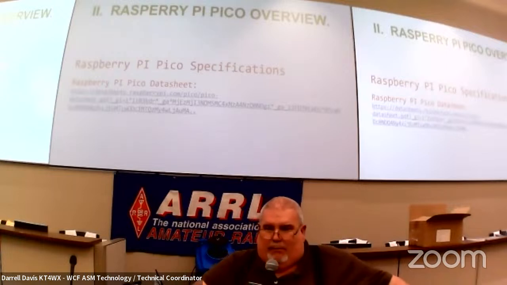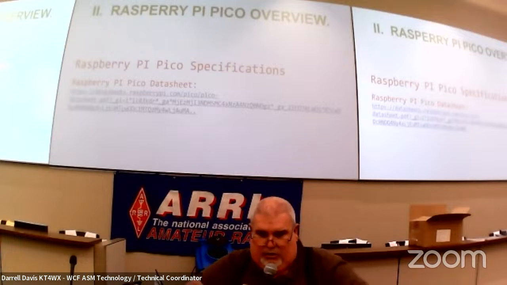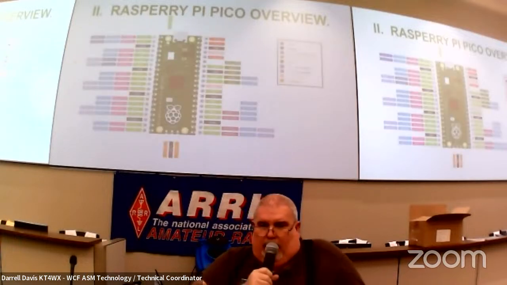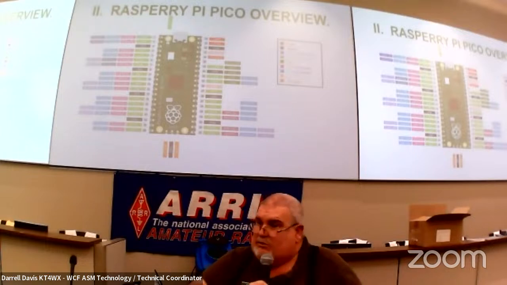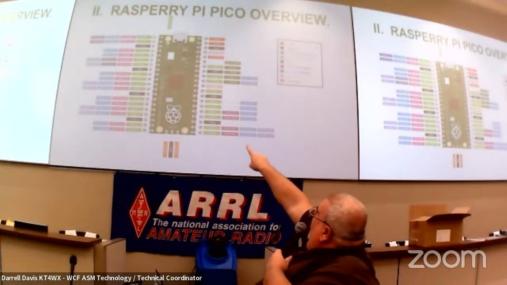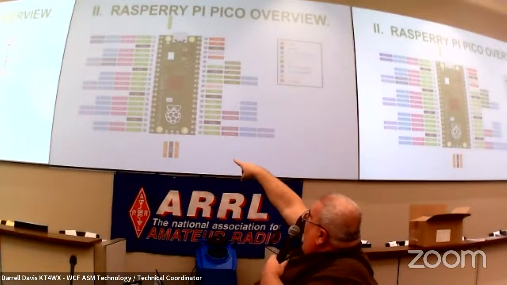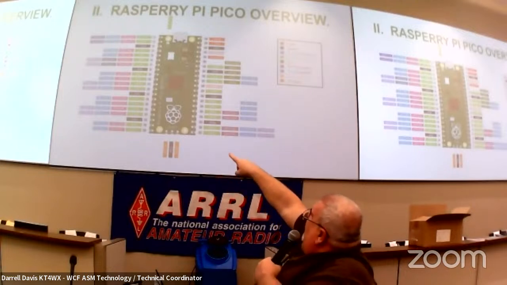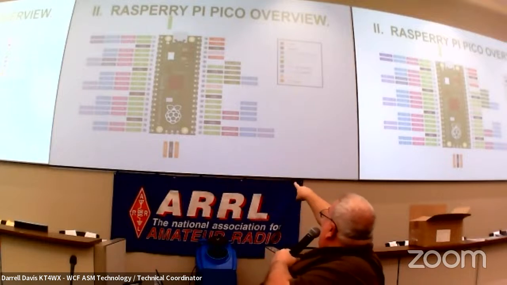And there is the Raspberry Pi Pico specifications. The link will be included in the slides when I get them up on the site, and you can download them. And there is a layout. Notice this multi-port. Now, I'm sorry you can't see it. Oh, it turned out pretty good. It's got general GPIO pins, which also double as SDA and SCL. Those are I2C pins.